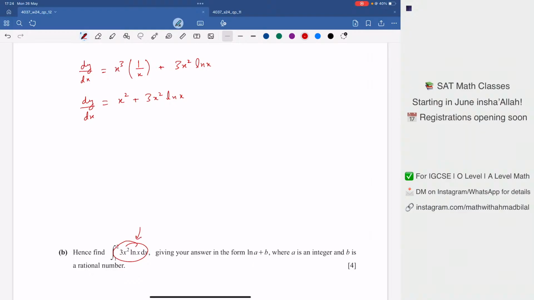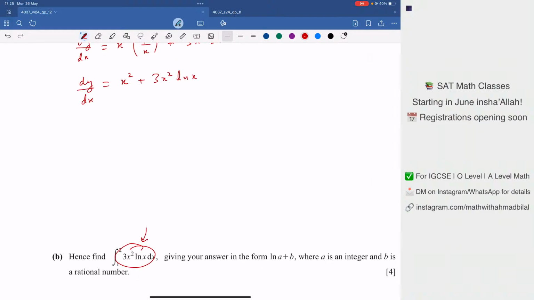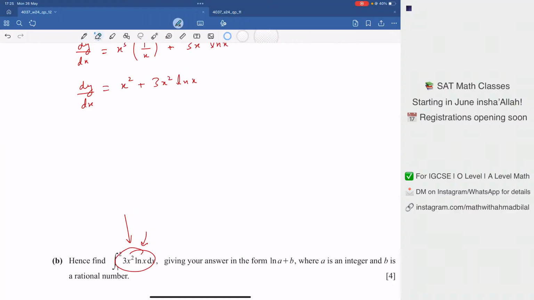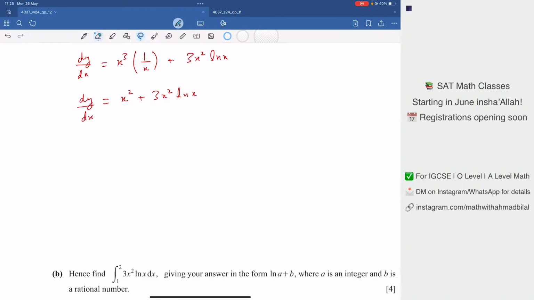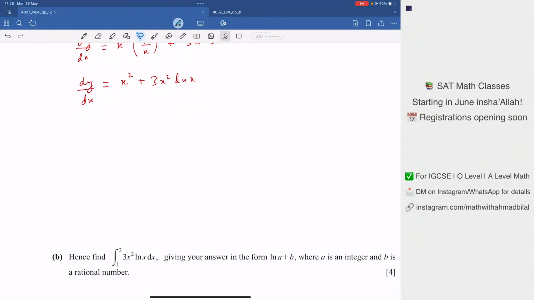Now this is a product. You don't have any product rule of integration that you've done in Maths until now. You'll do that in A-levels later on. But we have to integrate this product somehow. How do we do that? We can use the previous part, as the question is suggesting as well, that you have to use what you have done in the previous part. That's what the word hence suggests, right?